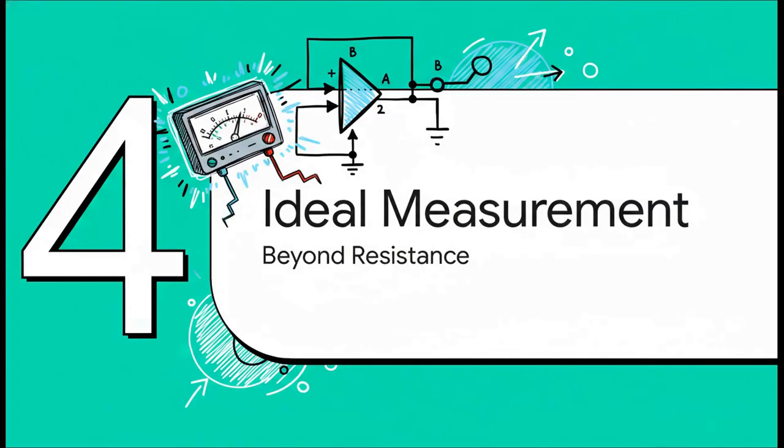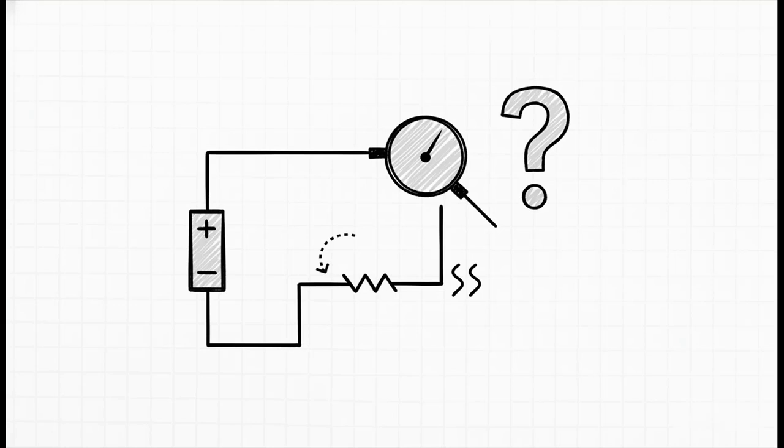But we're not done yet. The applications don't stop there. What if we wanted to measure voltage instead of resistance? And what if we wanted to do it perfectly? You see, a normal voltmeter has a little problem. To measure voltage, it actually has to pull a tiny bit of current out of the circuit. But in doing that, it actually changes the very voltage it's trying to measure. It's not ideal, right? So is there any way to measure voltage without disturbing the circuit at all?